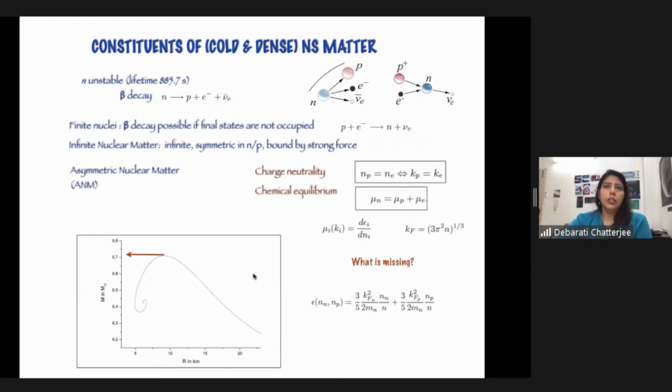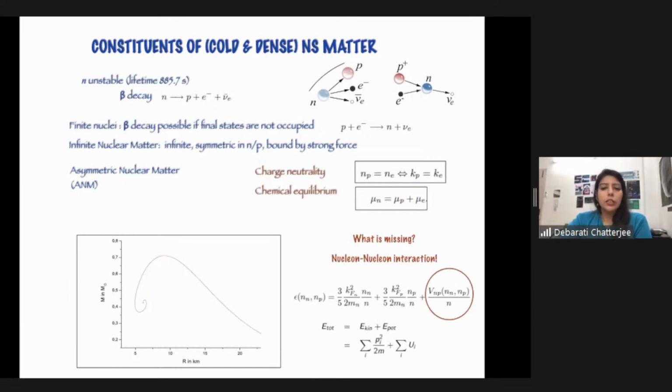So what are we missing? We have considered a free Fermi gas of neutrons, we have added charge neutrality and chemical equilibrium, but still we are not able to explain the observed masses of neutron stars. So what is missing here is actually nucleon-nucleon interaction. This is a very important ingredient that we must include in order to be able to explain the observed masses. And this is another reason why we consider neutron stars as an astrophysical laboratory for studying nuclear matter under these extreme conditions. Okay.